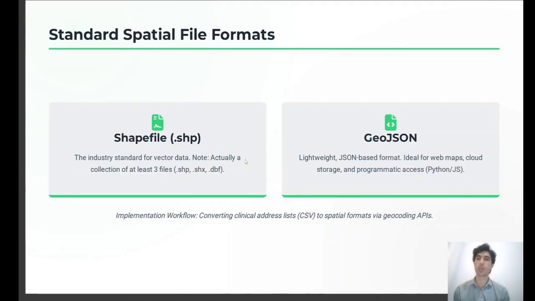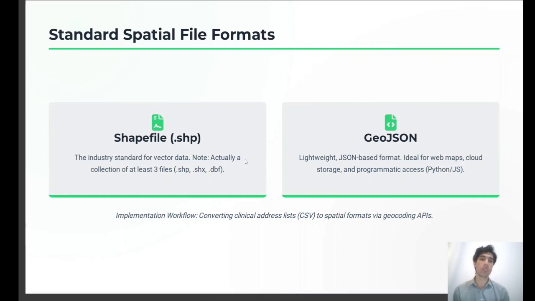Okay, let's move on to some file formats. Standard spatial file formats, the most commonly used ones are Shapefile, which is not just one file, but a collection of at least three files: .shp, .shx, and .dbf. So this is the industry standard for vector data, and it is widely used across different sectors.